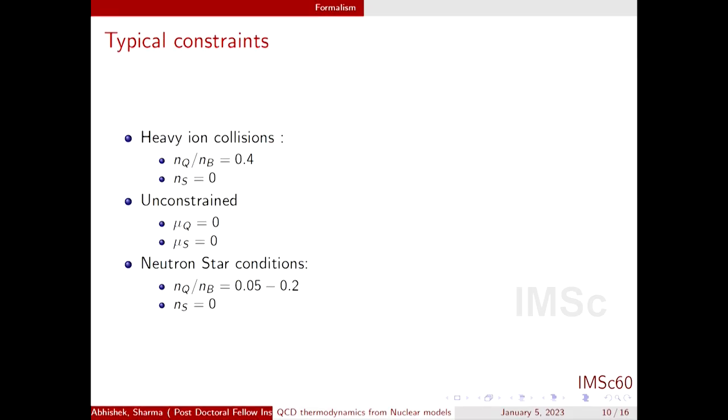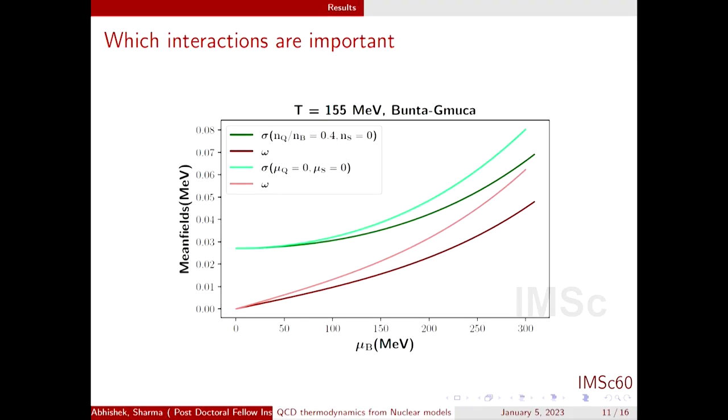While solving these models, one must also keep in mind some constraints. For example, in heavy ion collisions, NQ by NB equal to 0.4 is related to the charge to baryon density ratio in the colliding nuclei. And the other constraints, such as mu q equal to 0 and mu s equal to 0, are just for convenience, because the calculations are somewhat easier in this case. So now we come to some results.